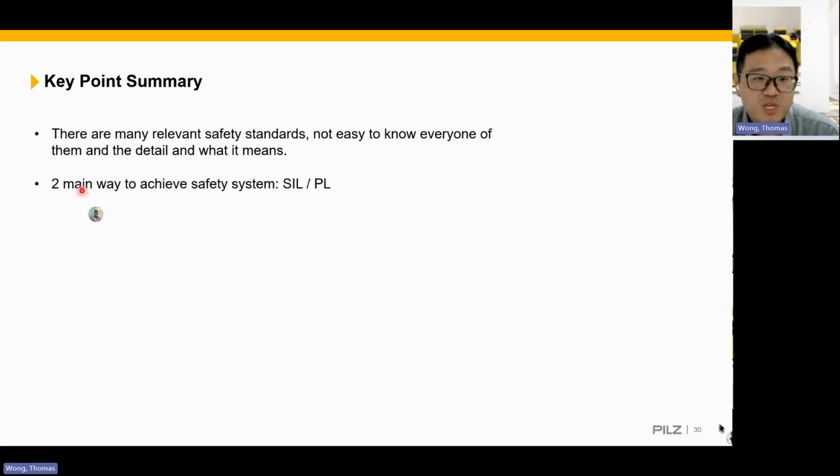There are two main ways to achieve a safety system itself. It's using the SIL and performance level. But apart from this, there are other factors you also need to consider inside a safety system. Things such as fault masking, or the drop of the performance level due to series connection and all these things. So it's not easy to just rely on this performance level, as mentioned just now, to just come up with a system. There are other factors to take into consideration as well.